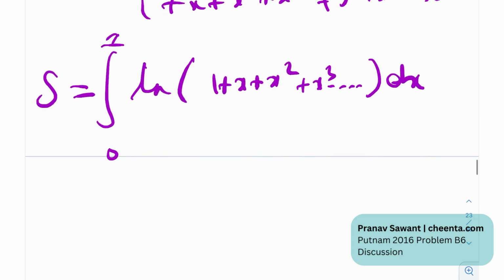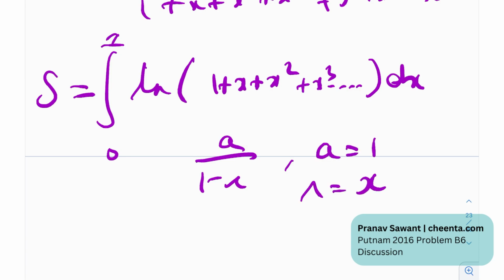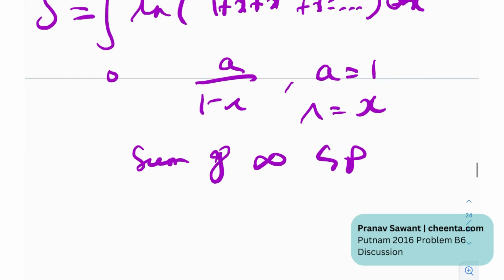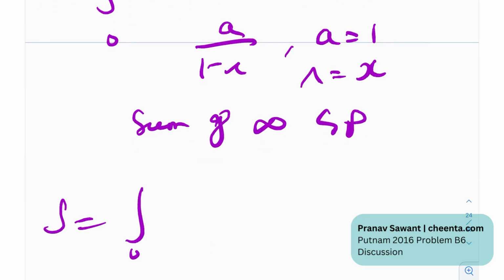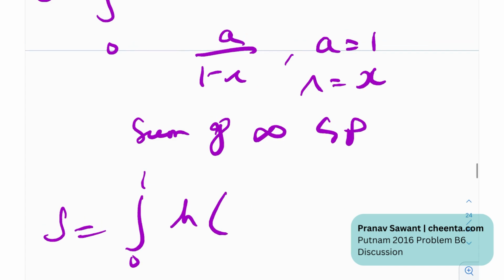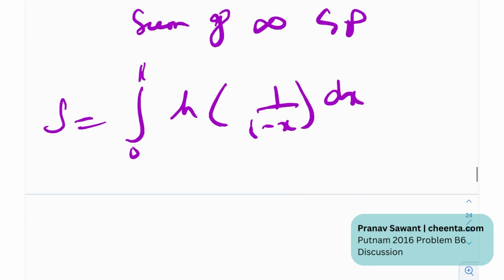And if you know the sum of an infinite geometric progression, that's nothing but a over 1 minus r, where a is the first term and r is the common ratio. Here a will be 1 and r will be obviously x. That's the sum of an infinite GP, geometric progression. So this sum is nothing but the integral from 0 to 1 of ln of 1 over 1 minus x dx.